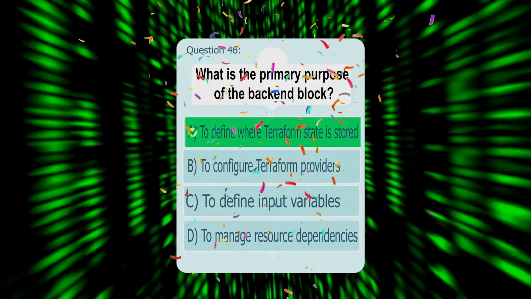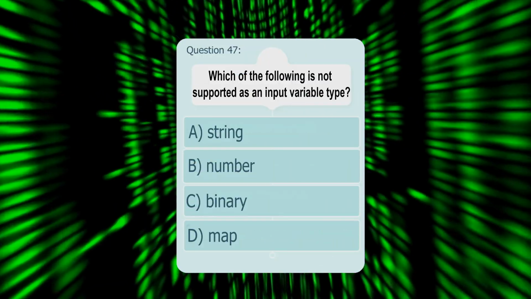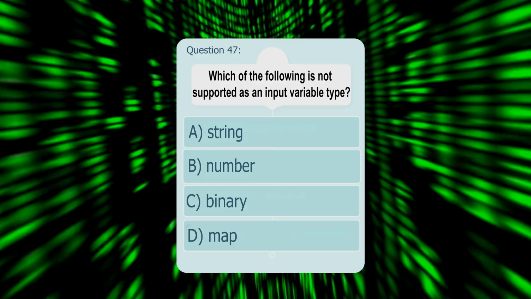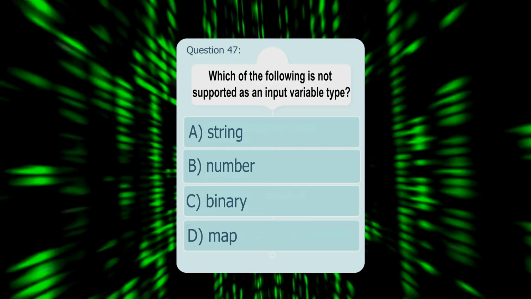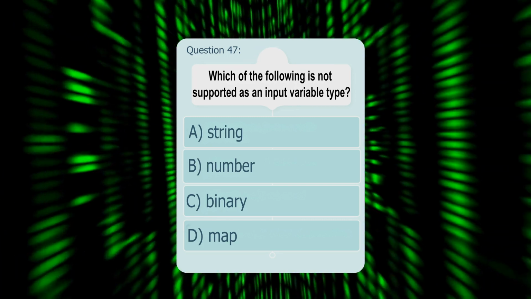Answer. A. To define where Terraform state is stored. Question 47. Which of the following is not supported as an input variable type? A. String. B. Number. C. Binary. D. Map.